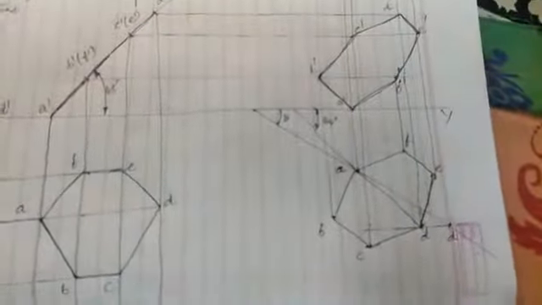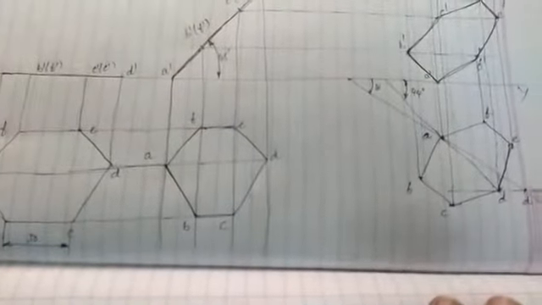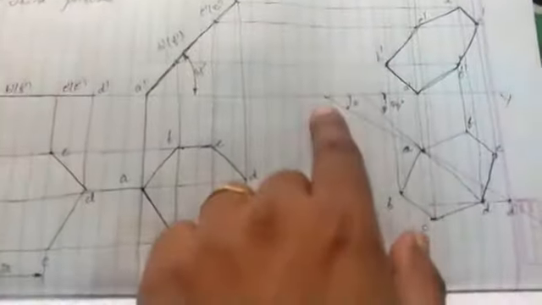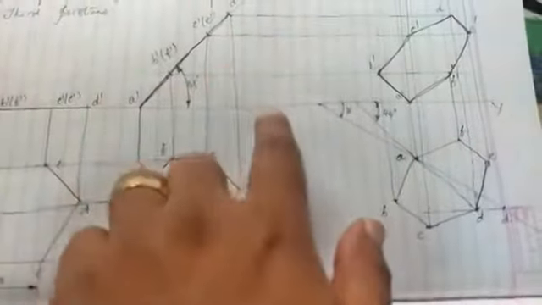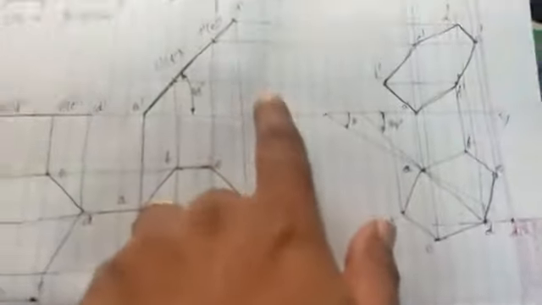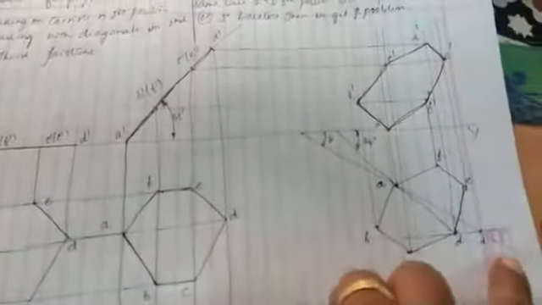The next one is how to draw a beta problem. We already discussed in the class how to draw a beta problem. With respect to the problem, he has given 30 degrees with respect to the VP, so I have drawn it on HP.